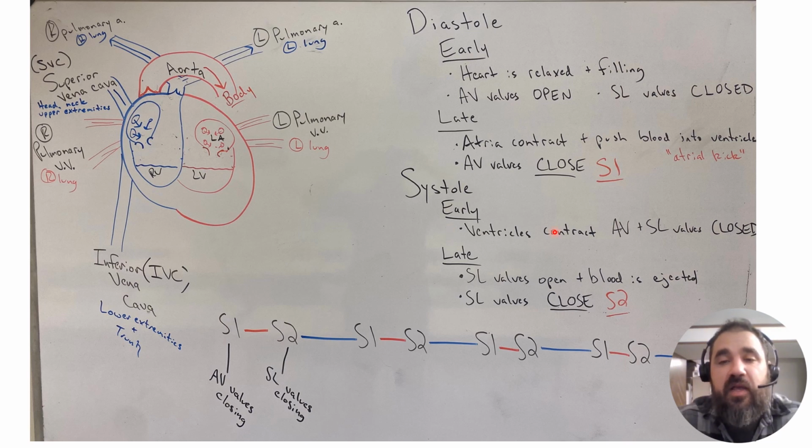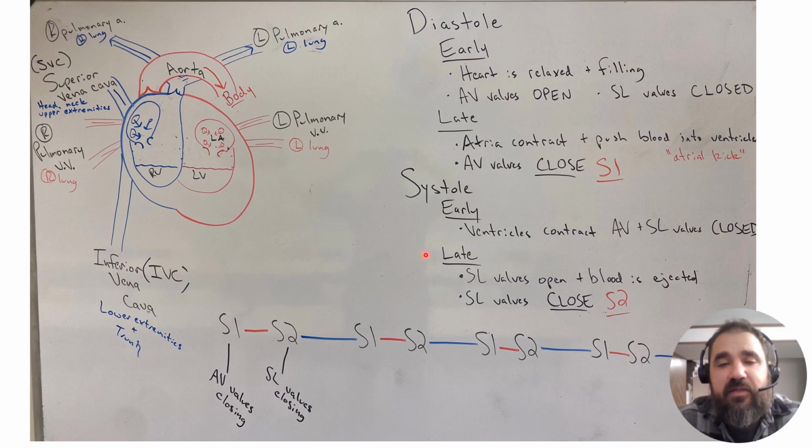This is the first one. AV valves are closed, semilunar valves are closed, and the ventricles are contracting. So, they're building pressure up. We want to increase the pressure in the right ventricle because if we want to go to late systole and inject blood into the pulmonary trunk, the pressure in the right ventricle has to be greater than that of the pulmonary trunk. Same thing in the left side of the heart, the left ventricular pressure has to be greater than the pressure in the aorta to open that aortic valve.